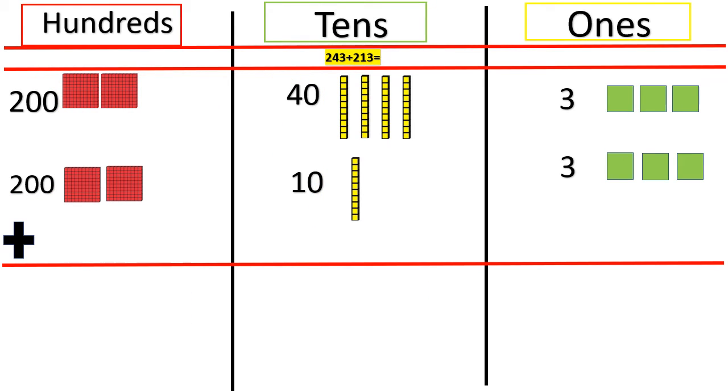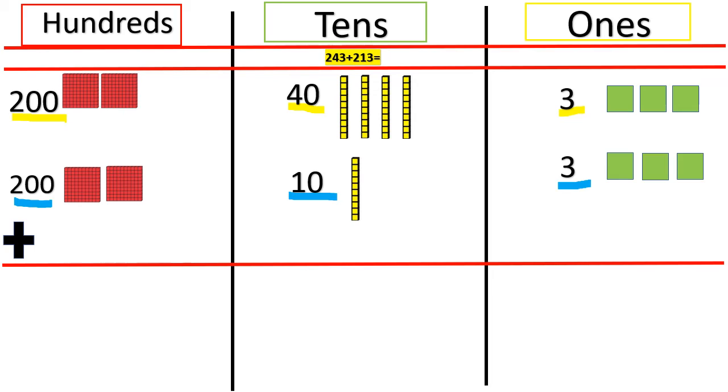Now we're going to add ones, tens, and hundreds. When you're adding 3-digit numbers, such as 243 plus 213, it's easy to break your numbers apart. So the number 243 has 3 ones, 4 tens, and 2 hundreds. The number 213 has 3 ones, 1 ten, and 2 hundreds.